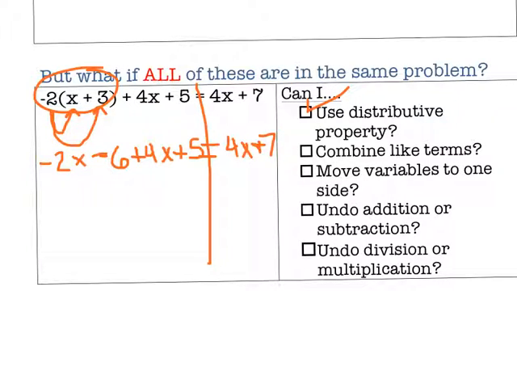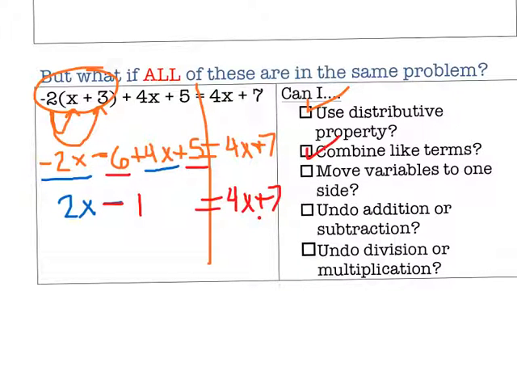And when I say combining like terms, I'm talking about on one side of the equal sign. So here, I've got a negative 2x plus 4x. And I've also got this negative 6, that I can combine with the 5. So when I do that, negative 2x plus 4x is 2x. And negative 6 plus 5 is a negative 1. So I have 2x minus 1 equals 4x plus 7. And I've finished combining like terms.